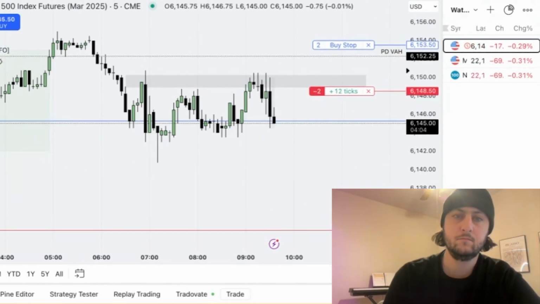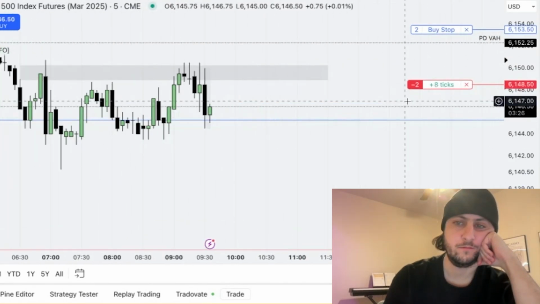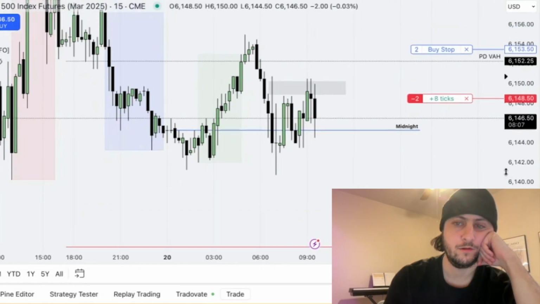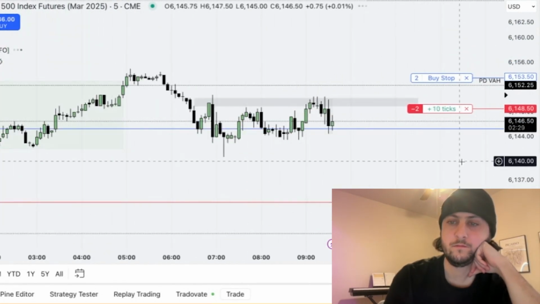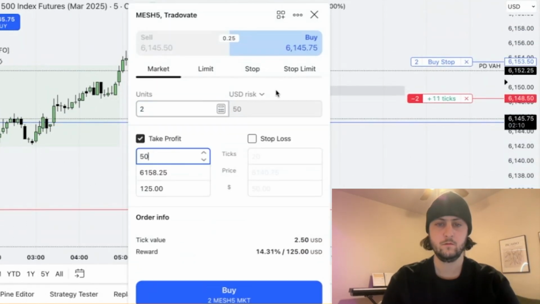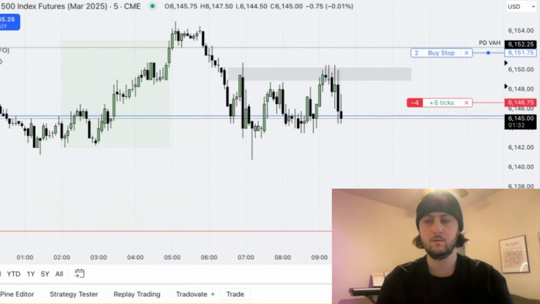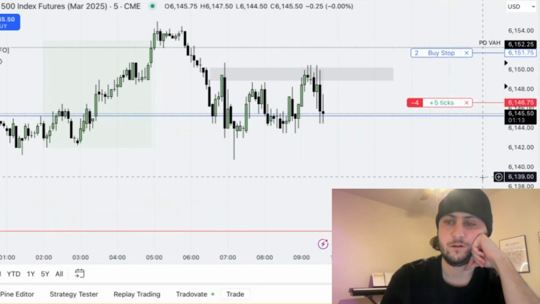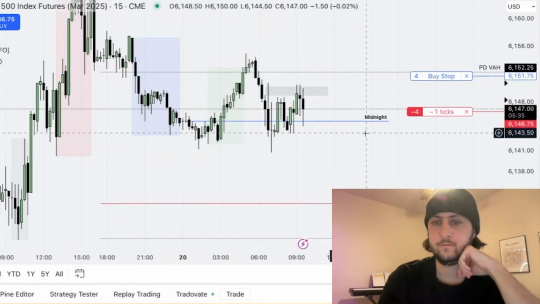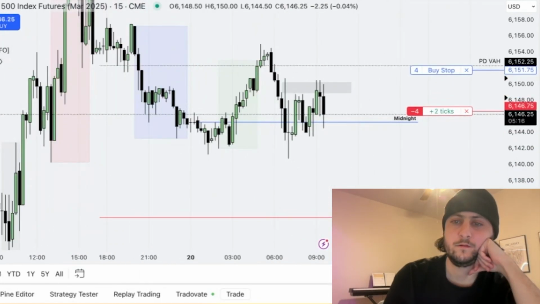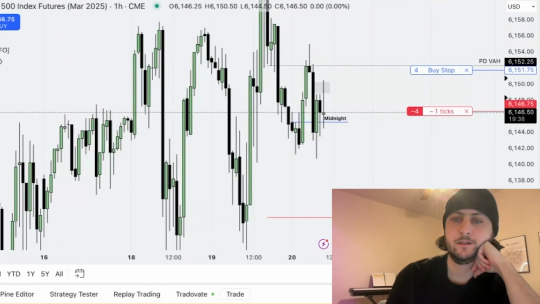Now, one other thing I do want to add that was a major confluence to this setup was that we were trading above midnight. So that being said, we were in a premium of the daily range as long as we were trading above midnight. Now, right there, I add into my position. So I have just doubled my position size, but as you see, I trailed my stop with price. What that did for me was allow me to have the same dollar amount of risk, but have double the R multiple because I'm now in for another 2 contracts.